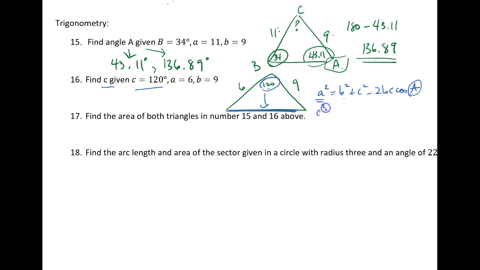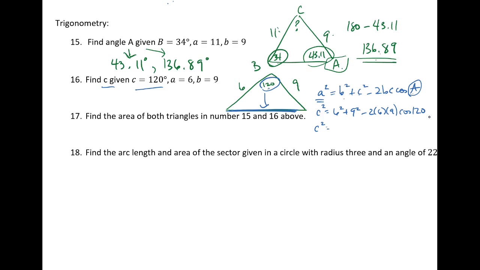I'm going to call this a little c instead, and then this will be like A and B. So 6 squared plus 9 squared minus 2 times 6 times 9 times the cosine of 120. And I love these problems because I'm going to type it into my calculator in one big string just like this, okay? I'm not doing it step by step. It's going to look identical to that.